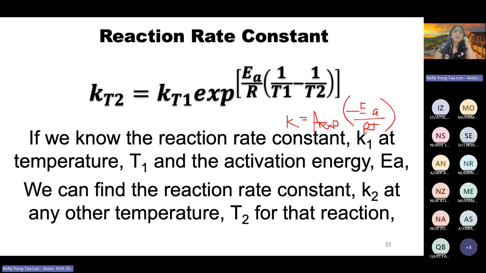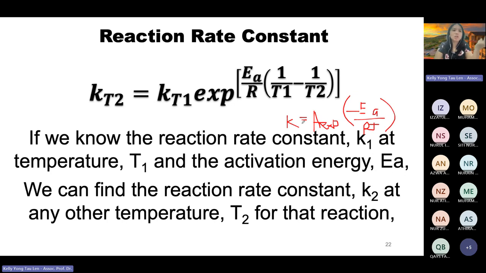That Arrhenius equation has a second version. Both versions are provided to you. So what's the difference? In the first version, in order for you to find K, you must know A, EA, R and T. The gas constant you already know, and the temperature too. But the important ones are A and EA. If you don't have A and EA, you cannot solve the first version.